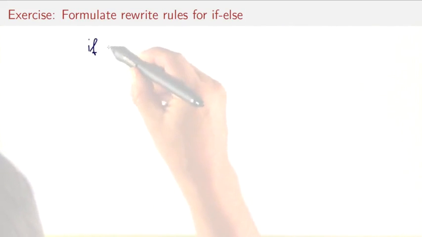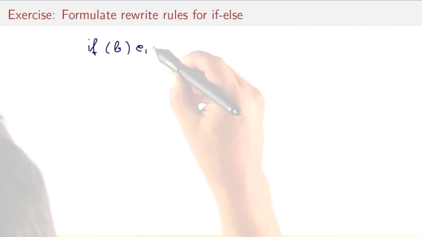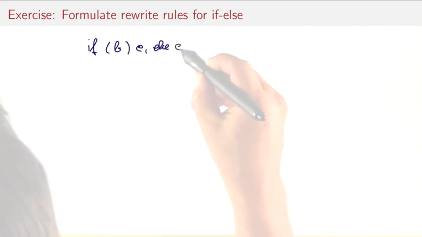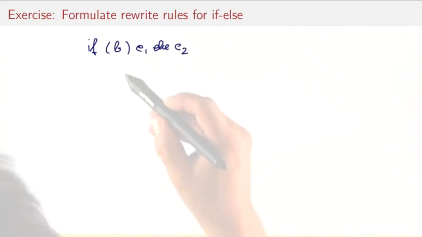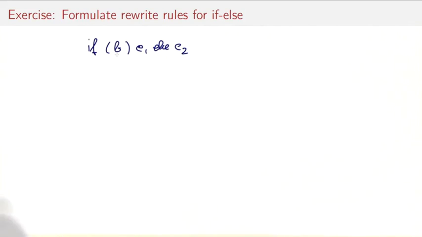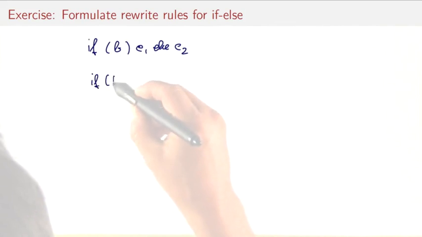So let's see how we would go about that. We're looking for rewrite rules for expressions of the following form. It would be if, some condition Boolean b, then part e1, else, some else part e2. One good distinction is, well, the evaluation will depend on what the Boolean value b here is. So let's write one rule for where b is true.